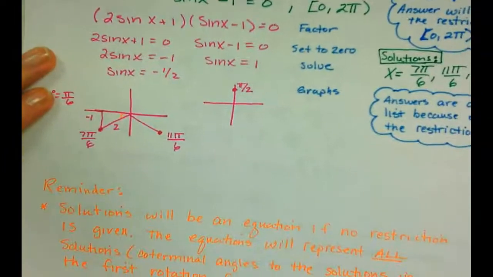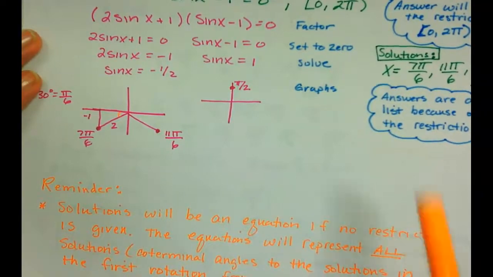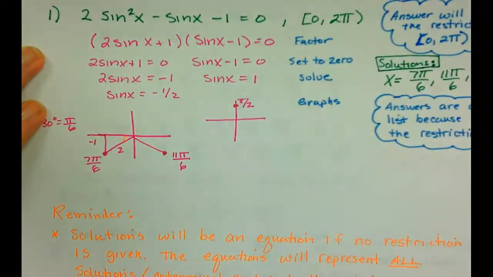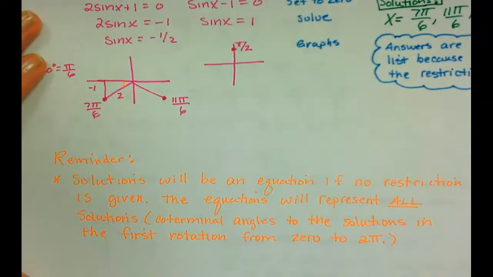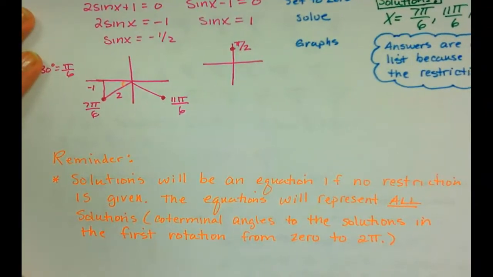And remember, solutions will be an equation if no restriction is given. So if you don't see this 0 to 2 pi here, then you're going to write the equations that represent all possible solutions. That's the coterminal angles to the solution in the first rotation from 0 to 2 pi. And we have already practiced that, so that will be a review as well.